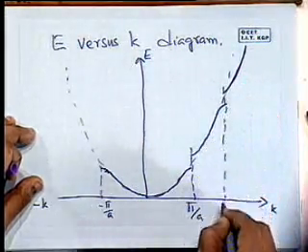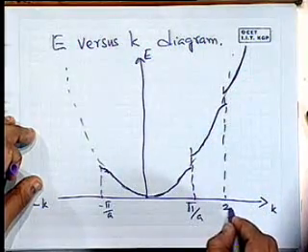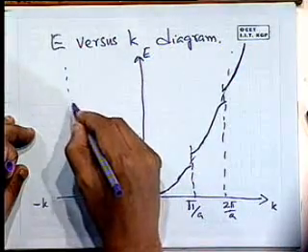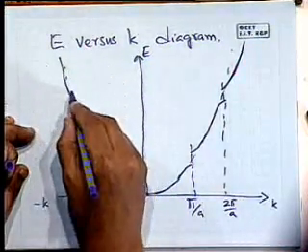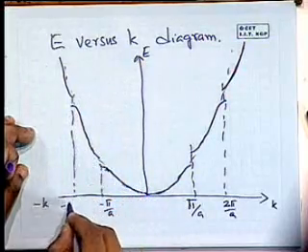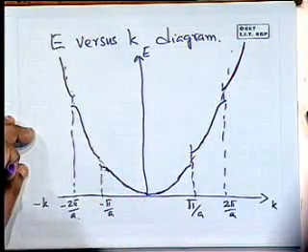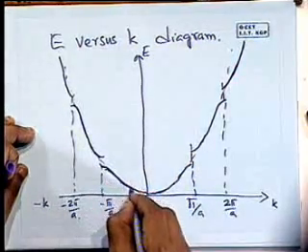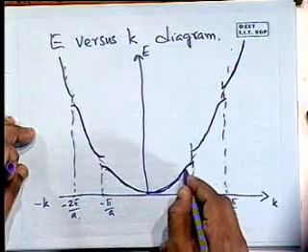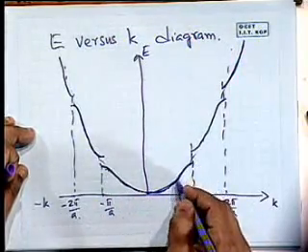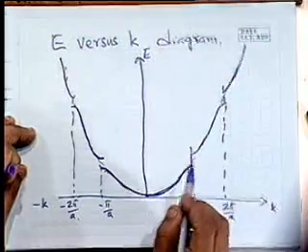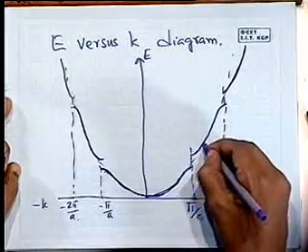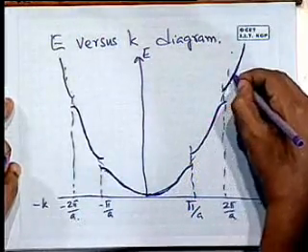Where the second one will be for n is equal to 2, where we'll get 2 pi by a, and we get a similar idea here. Minus 2 pi by a. You see that it is getting distorted from its parabolic shape as we approach n, not exactly at n that there is a sharp change, but as we approach that particular value of k, we are getting the distortion taking place.